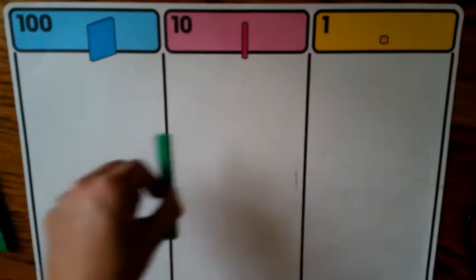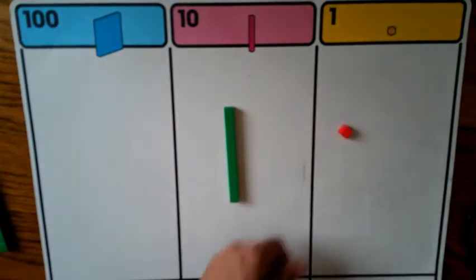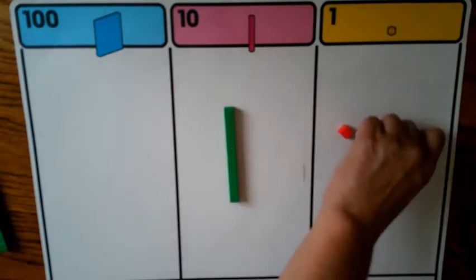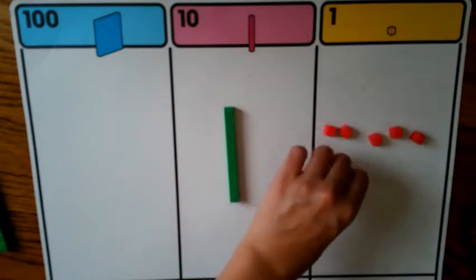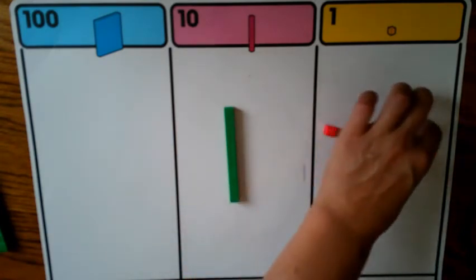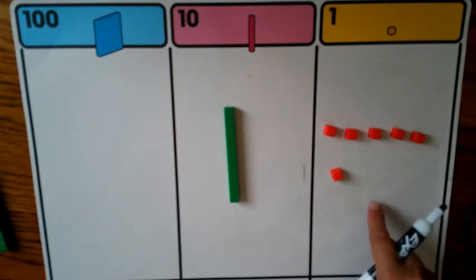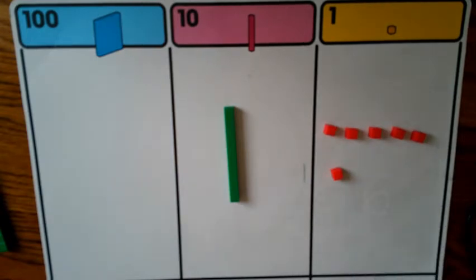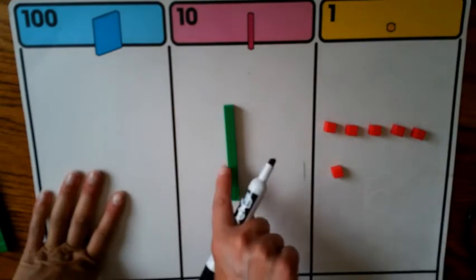So let's make the number 16. I need 1 ten and 6 ones. 1, 2, 3, 4, 5, 6. There we go. The number 16. Well, there are only 6 ones in the ones place, so that means I cannot give 7 away because I don't have enough. So I'm going to borrow.